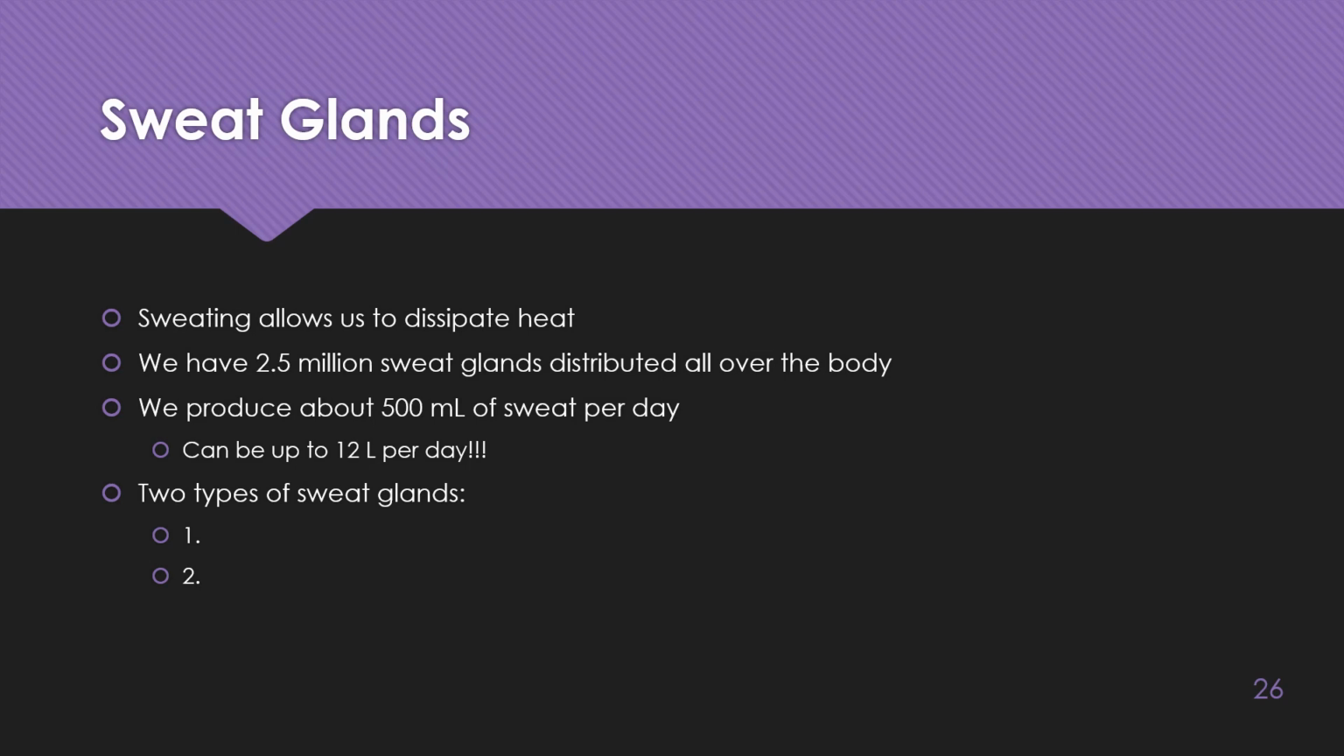Sweat glands: we have two different types of sweat glands, and these are going to allow us to dissipate heat. So this contributes to thermal regulation within the epidermis. We have 2.5 million sweat glands distributed all over the body, and we can produce about 500 mils of sweat per day. That's just normal. That doesn't even include exercise levels. You're sweating all the time.